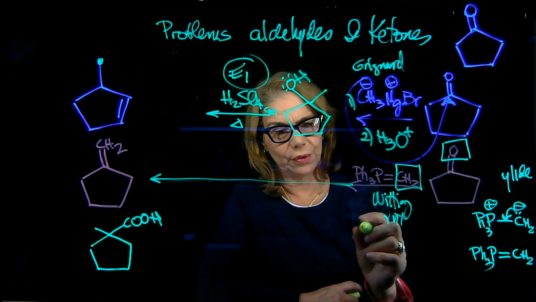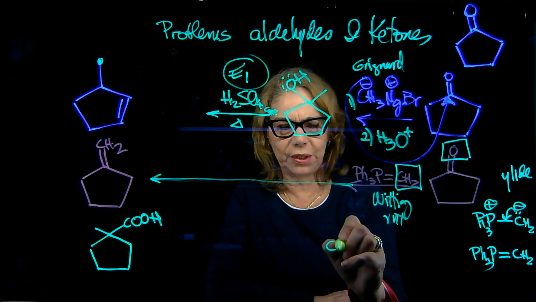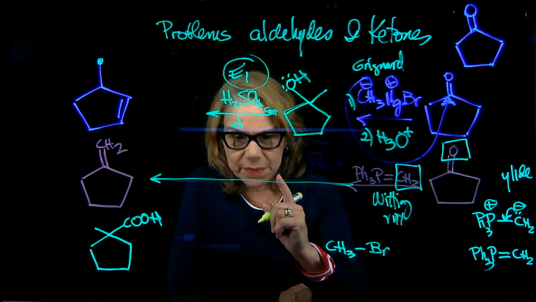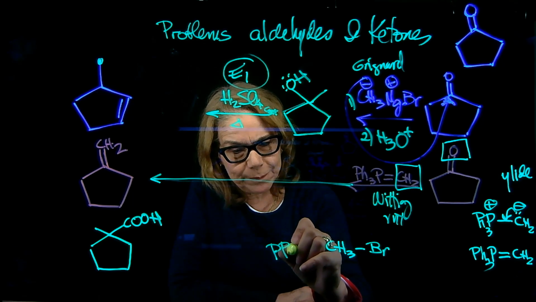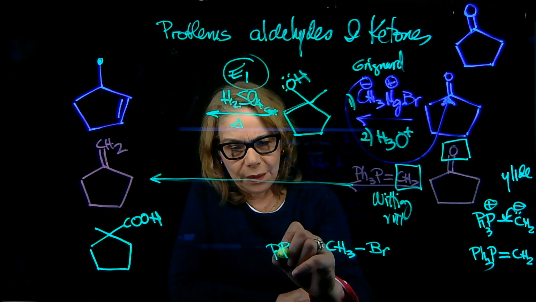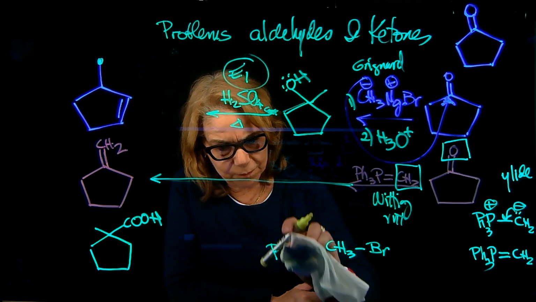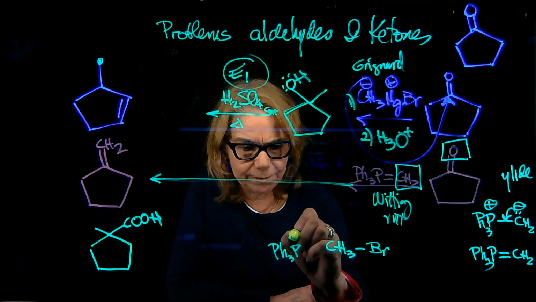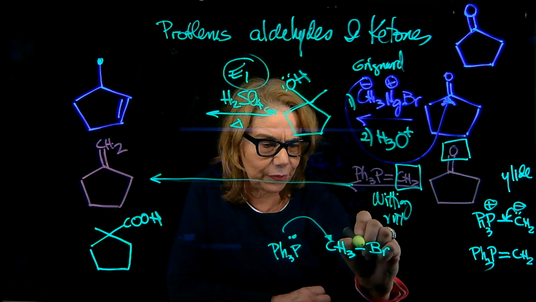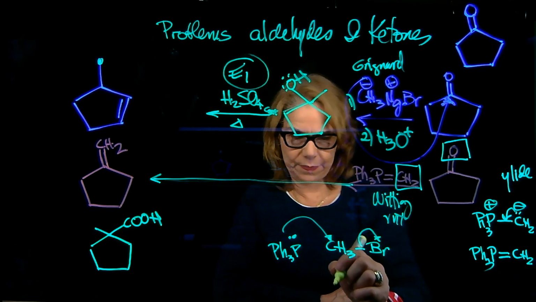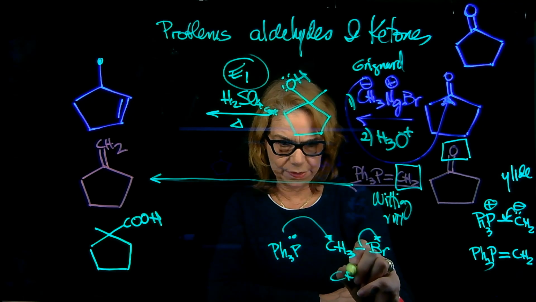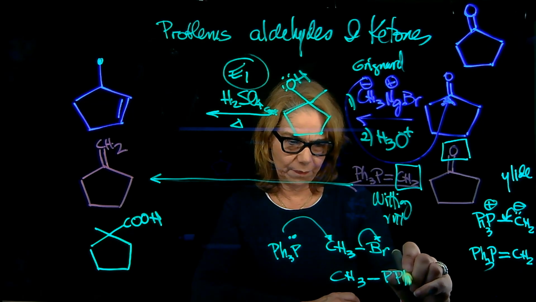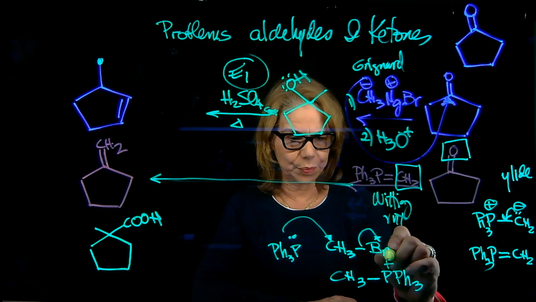If I want to go here, when you're synthesizing the ylide, you need to start with an alkyl halide, say methyl bromide. Then you're going to be reacting it with triphenylphosphine, so 3 phenyl groups, doing an SN2 attack here. You will form the following. So you're going to have this. I'm going to write it on the other side. And now notice this has a positive charge.